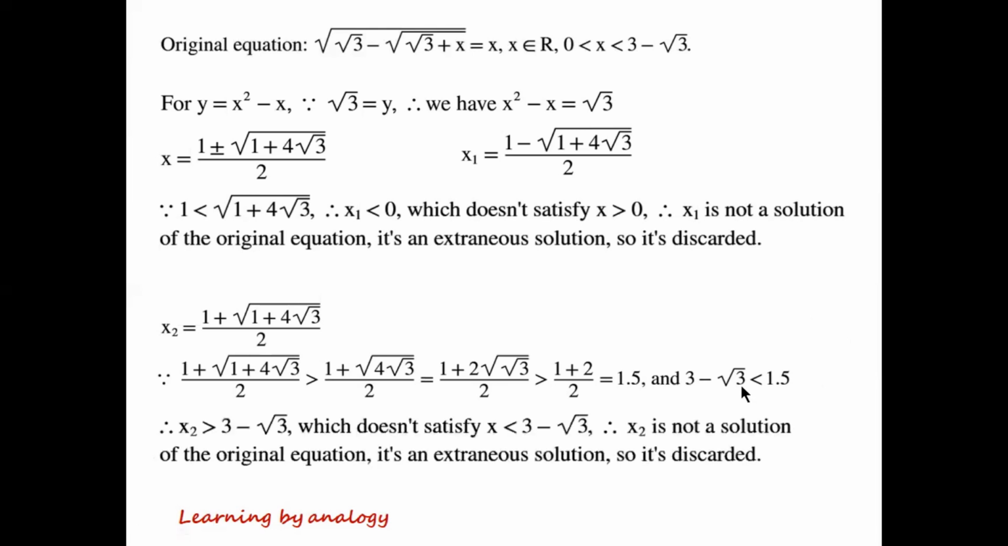So x2 is greater than 3 minus root 3, which doesn't satisfy x is less than 3 minus root 3. So x2 is not a solution of the original equation. It's an extraneous solution, so it's discarded.